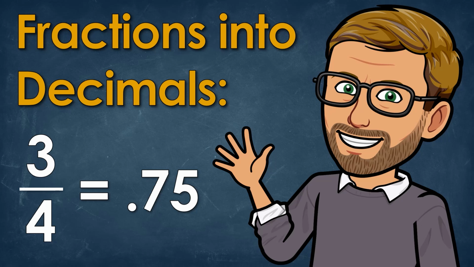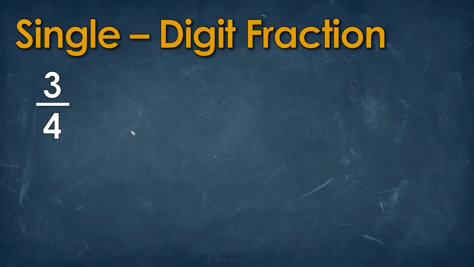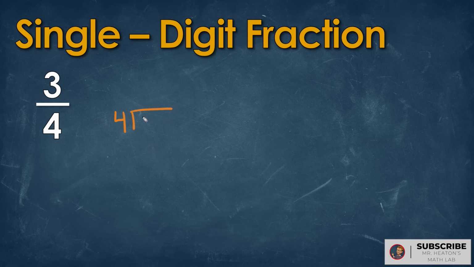In this video, we're going to learn how to take fractions and turn them into decimals. So to turn this into a decimal, we'll take the number at the bottom, the denominator, and divide it by the numerator, that number at the top. But we can't take 4 into 3.